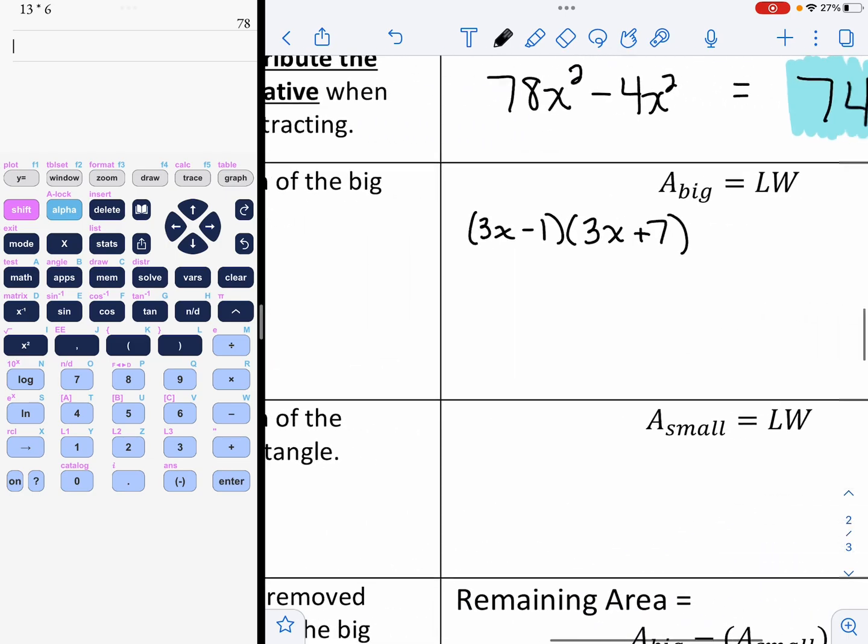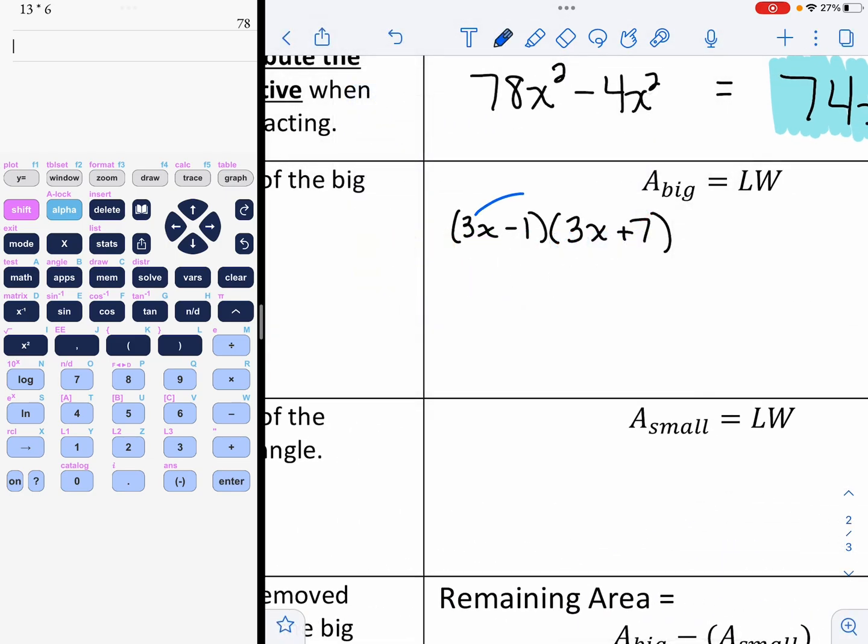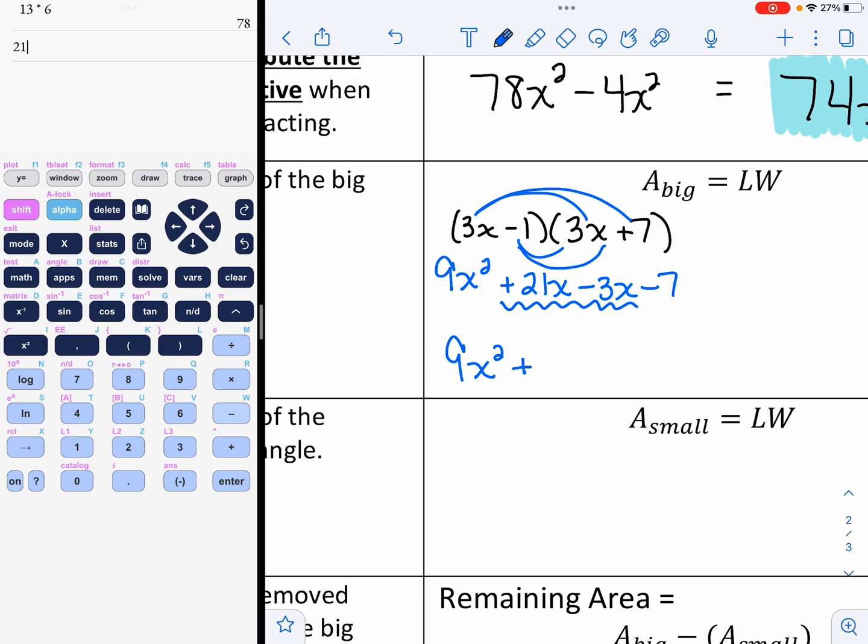That's correct. Now, to distribute binomials, we have a lot more to deal with here. So that's going to make 9x squared. That makes add 21 with an x. We've done this in previous sections. That's take away 3x, and that's take away 7. So now we combine our like terms here in the middle. Those are like terms. So we have 9x squared and 21 take away 3. Whoops, 21 take away 3 is 18.